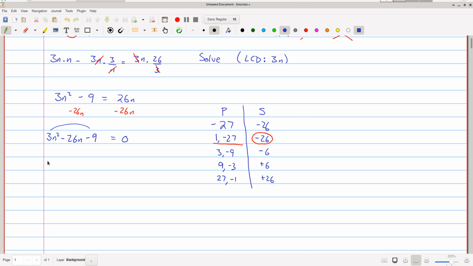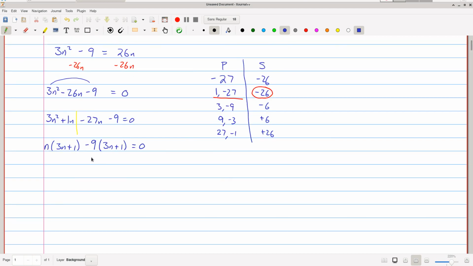So that means when we go to group it, we'll have 3n squared plus 1n minus 27n, and then minus 9 will come down. Now we're going to split this into two groups. We look for a common factor in the first group, and I see that these both have an n in common. So if we factor the n out, we're left with 3n plus 1. For the second pair, I see that they both have a 9 in common, and I'm going to factor the leading negative sign with it. So if you factor out a negative 9, we're left with 3n plus 1, and this still equals 0.